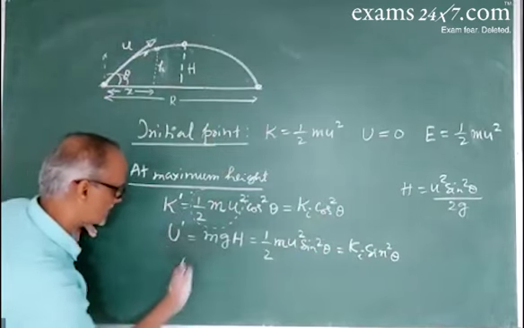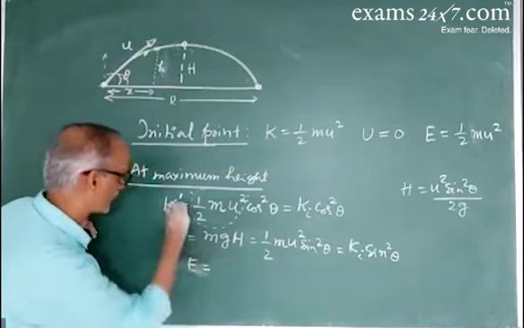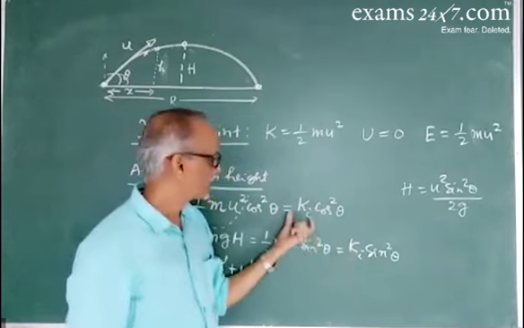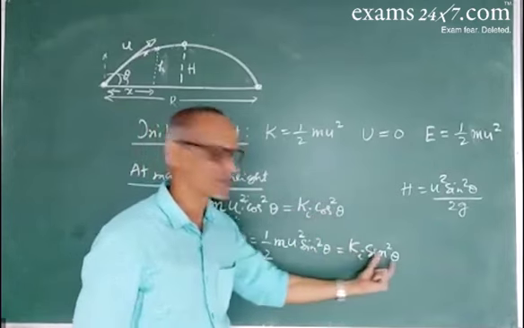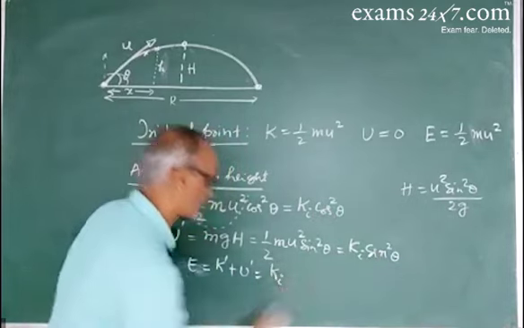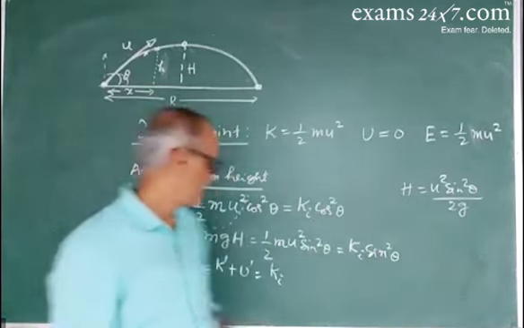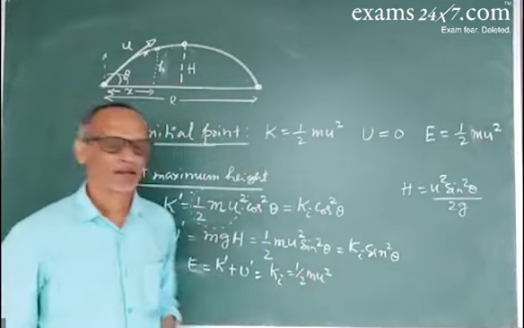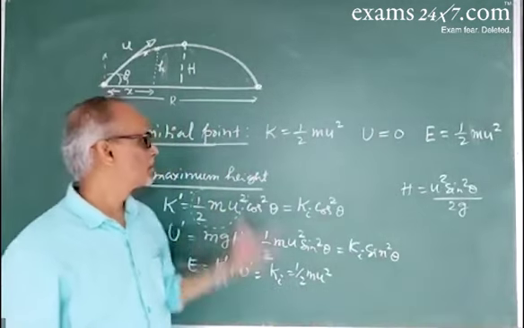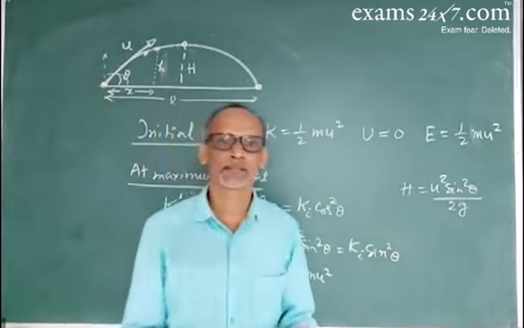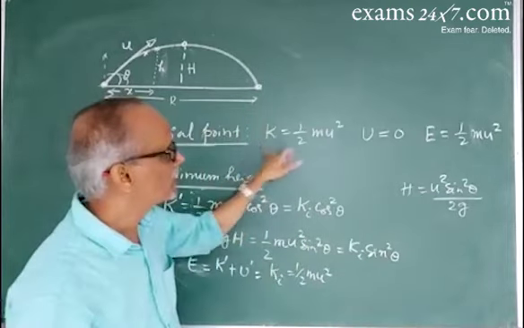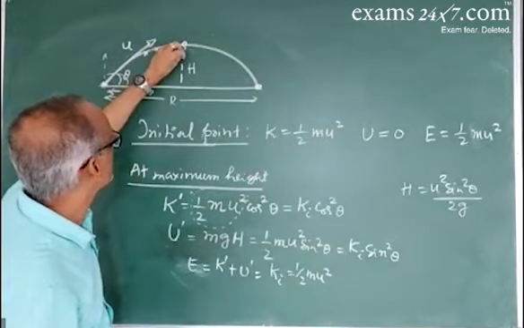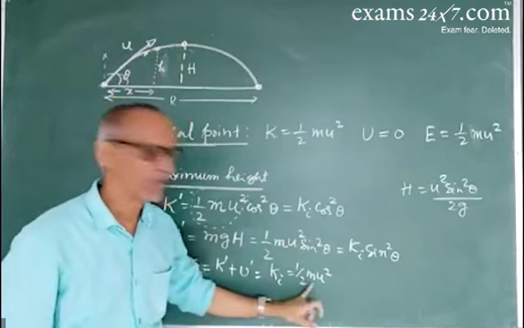For which we have to add these two. So E is equal to K dash plus U dash. And when I add Ki cos square theta and Ki sin square theta, Ki is common, and cos square theta plus sin square theta becomes 1. And we get Ki, which is equal to half m u square. And it has to be half m u square only. Why? Because we know that the total energy of the system remains constant. So what is the initial total energy? It is half m u square. Even when the body reaches the maximum height, its total energy remains half m u square only.